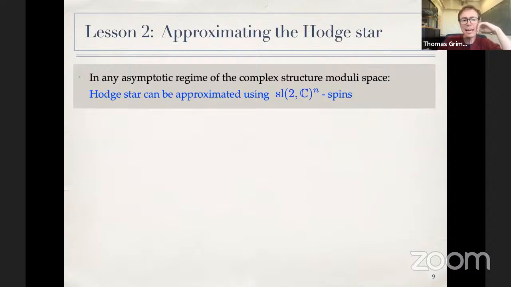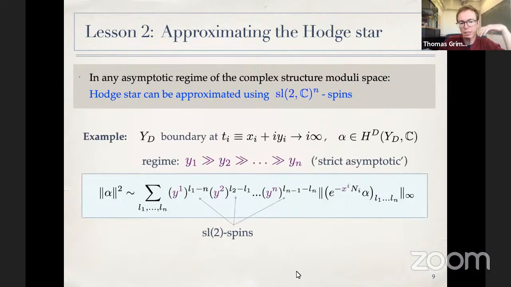Okay. So in any asymptotic regime of the complex structure moduli space, in fact, we can now approximate the Hodge star using these SL2 spins. So you can write down an explicit expression for this Hodge norm in a certain regime of the moduli space, and the scaling of the Hodge norm is precisely given by these SL2 spins. And I should mention that I send these coordinates y_i to be very large. So my boundary is at infinity where all these y's are infinite.